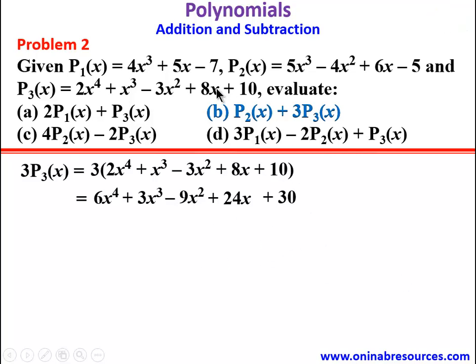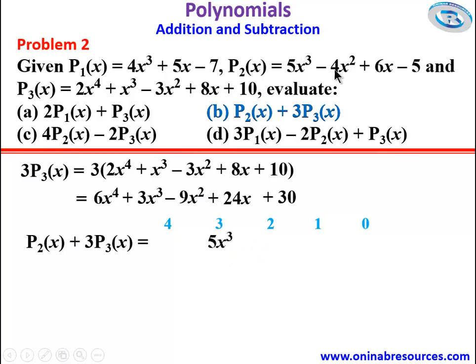We now go ahead to add. So we have P2 of x plus 3P3 of x. Remember our numbering, still starting from 4 down to 0, since that is the highest degree. So we have 4, 3, 2, 1, 0. And P2 of x. Our P2 of x is of degree 3. So 5x³ comes under 3. Minus 4x² comes under 2, plus 6x comes under 1, and minus 5 comes under 0.